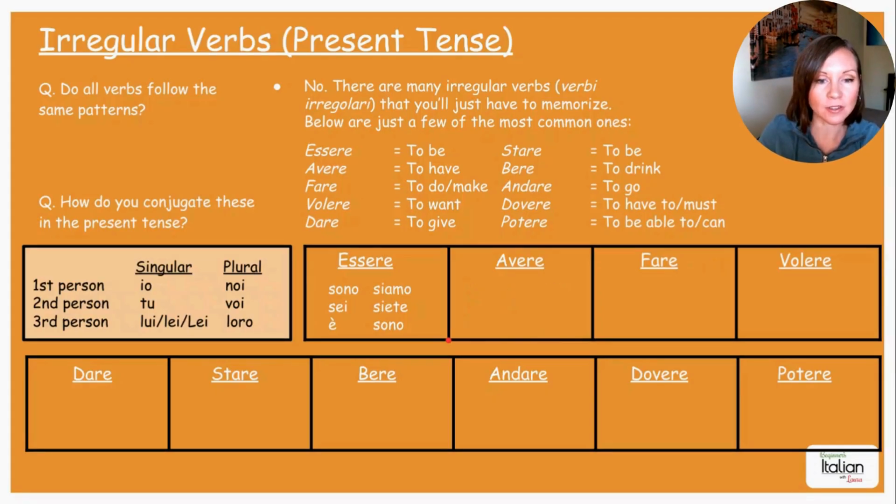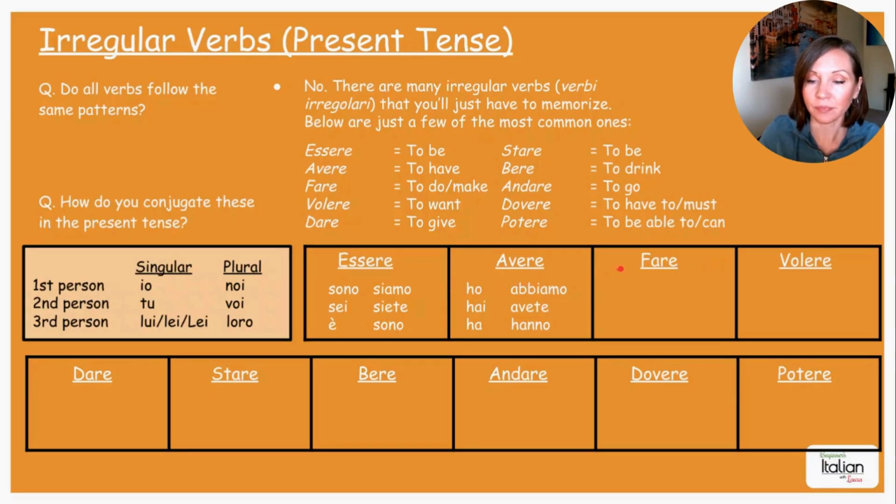Okay, so we have sono, sei, è, siamo, siete, sono. Avere: ho, hai, ha, abbiamo, avete, hanno. Notice that the H is silent, but we retain it so that you know that it's the conjugated form of avere. Ho, hai, ha, abbiamo, avete, hanno.